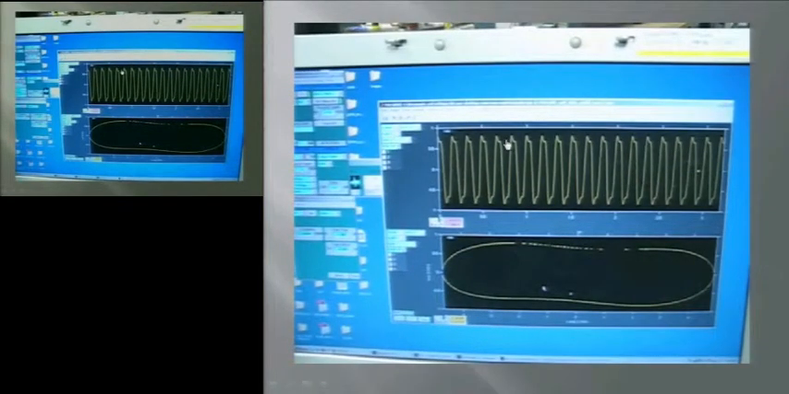So yeah, there's many different types of oscillations, not just linear. There's nonlinear.